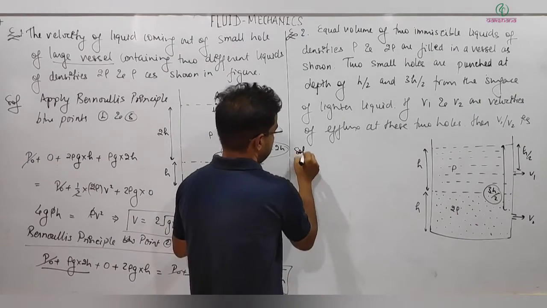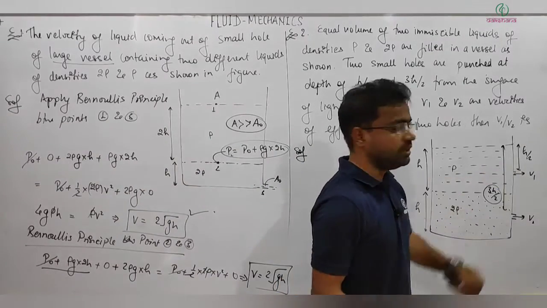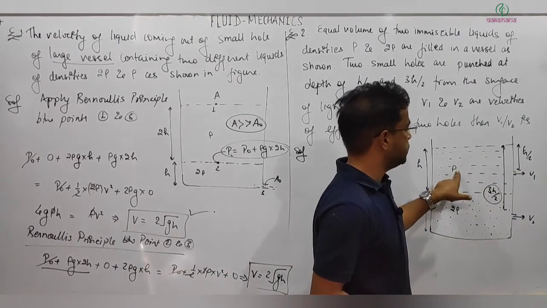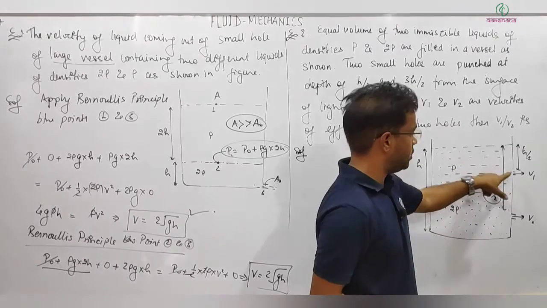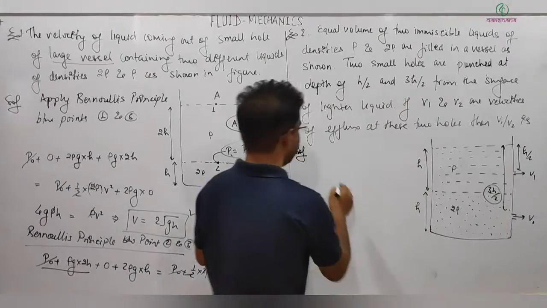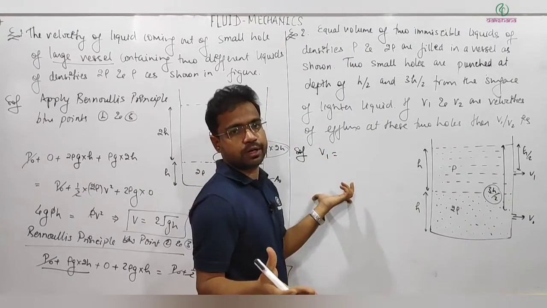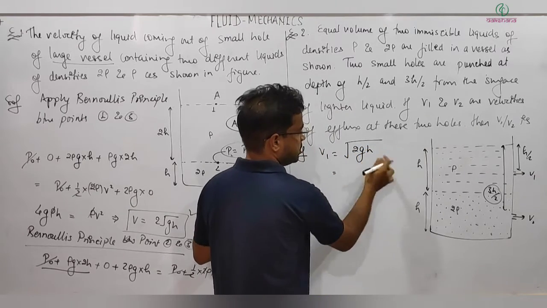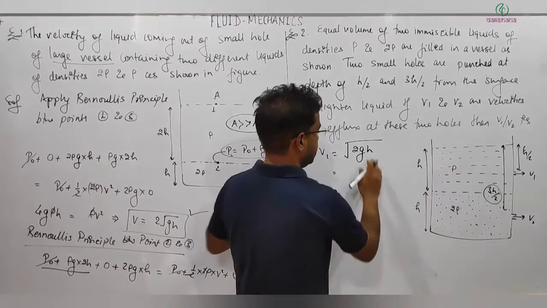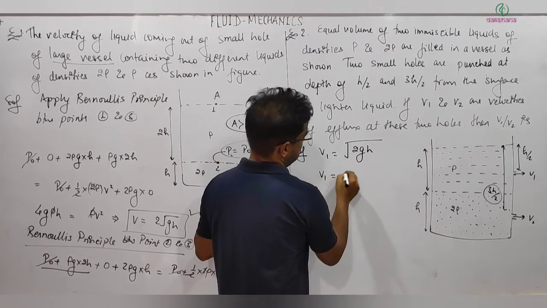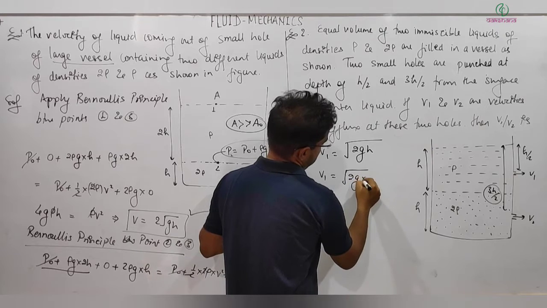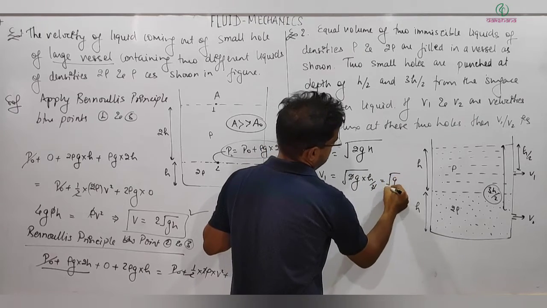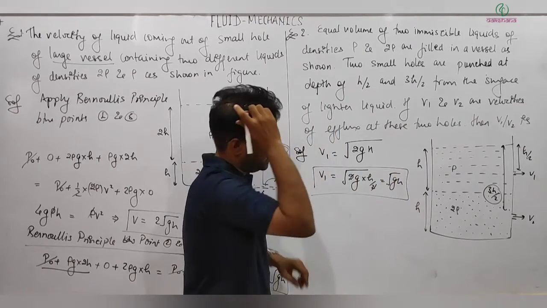Let me solve it. First, just look at v1. v1 is equal to what? We already know the velocity of efflux: one liquid of density rho, and the height from the top surface to this hole is H by 2. So v1 I can directly write using the formula for velocity of efflux, which is under root 2gh, and substituting h equal to H by 2, v1 is equal to under root 2g into H by 2. Let me write it as capital H. This comes out to be under root gH. This is v1.